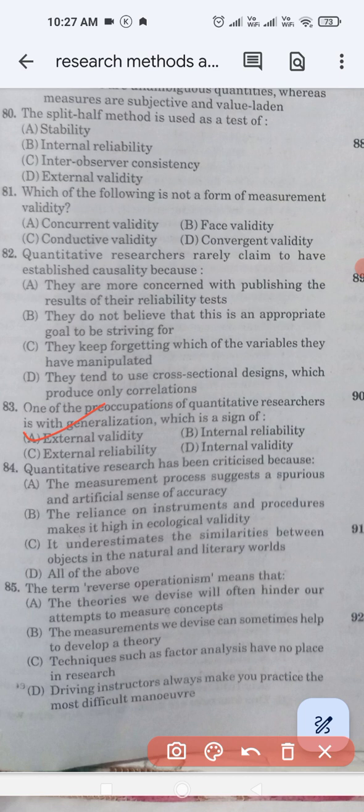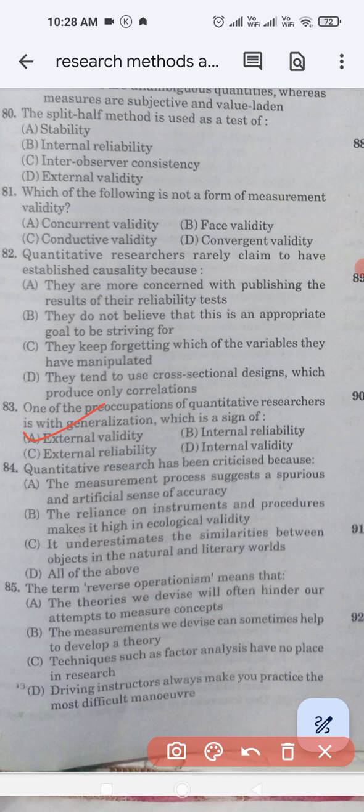The importance of measurement in quantitative research is that: option A, it allows us to delineate and find differences between pupils or cases. Option B, it provides a consistent device or yardstick. Option C, it allows for precise estimate of the degree of relationship between concepts. And option D, all of the above. So option D, all of the above, is the correct answer.